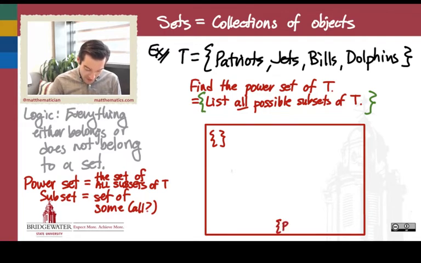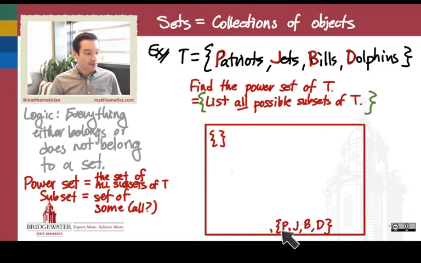I'm just going to abbreviate the teams now because I'm not going to want to have to write these over and over again. Let me abbreviate the Patriots by P, the Jets by J, the Bills by B, and the Dolphins by D. So the whole set with all four elements, P, J, B, and D, that whole set is another of the elements in this power set, right? Because that's one of the subsets. One of the subsets of T is the subset consisting of all the elements of T. Another subset of T is the subset consisting of no elements of T.